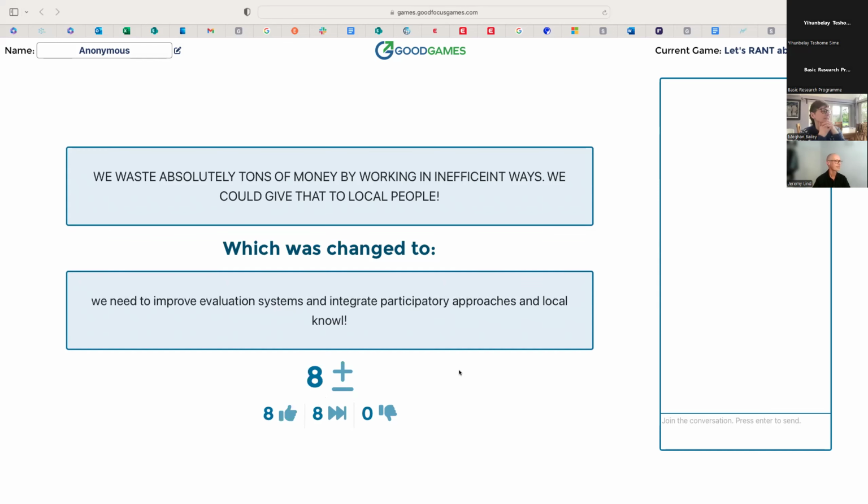Marta, we can move to the next one. Number 2, the rant was we waste absolutely tons of money working inefficiently. We could give that to local people. I think probably a lot of us feel that way very strongly sometimes. So we need to improve evaluation systems and integrate participatory approaches and local knowledge. I've seen the top 5 that Marta shared with me, and this concept of evaluation is coming up strongly, evaluation and financing.